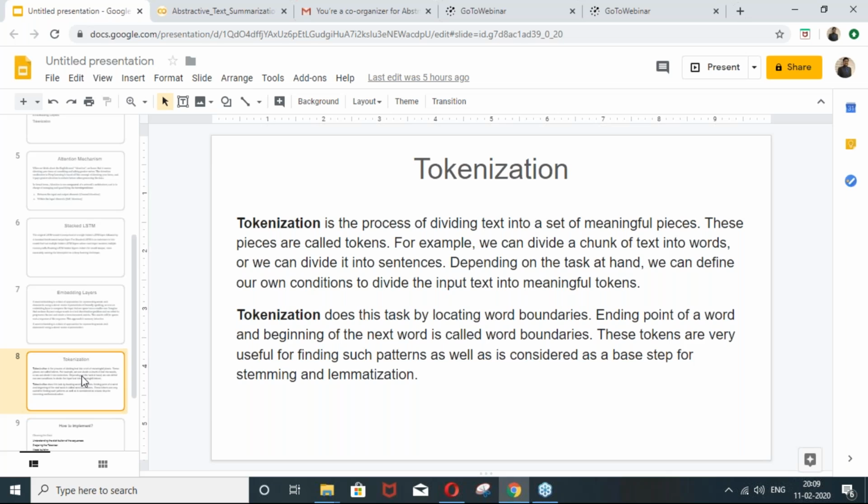Basically it is used to get the word boundaries, the ending point of a word, the beginning of the next word, and so on. While giving the code demo, I will explain where tokenization is used. Basically, it is dividing the sentence into chunks of words so that we can get the word boundaries.